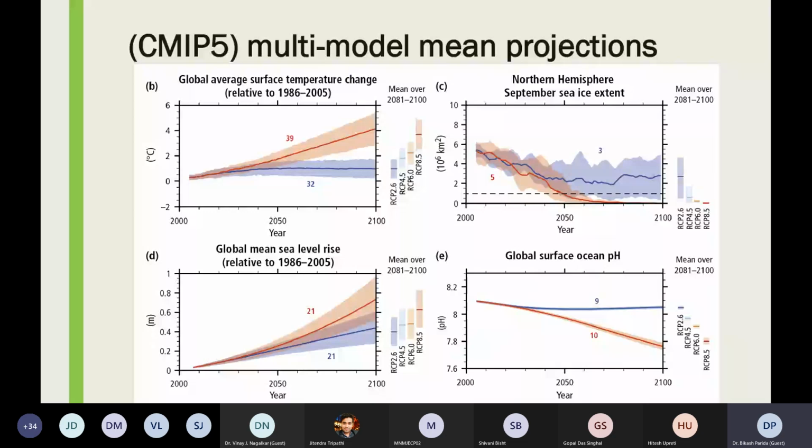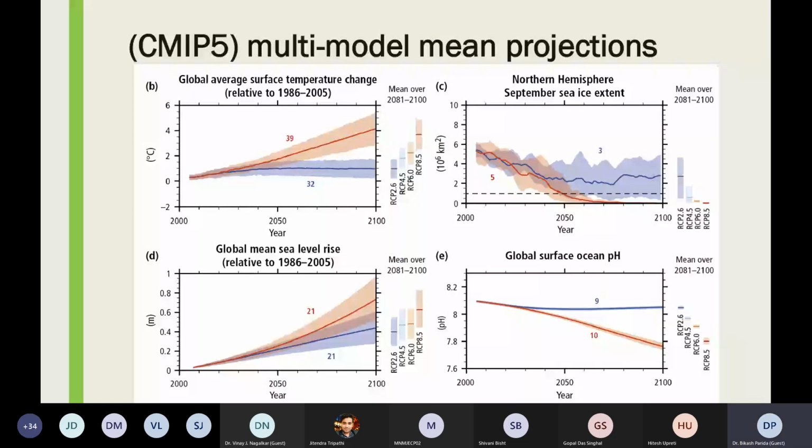It is clear from all these scenarios that for the future the sea level will keep increasing, which is another kind of threat for those people or those cities which are very close to the coastal belt. And then we have the oceanic pH. It has been projected that it will be declining, so the ocean water will be getting more acidic.